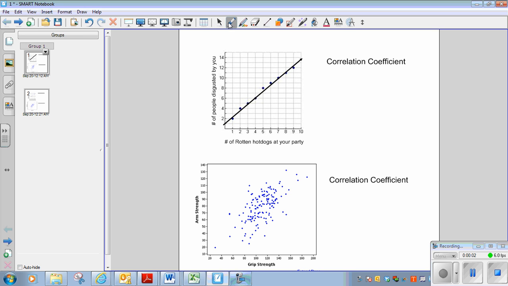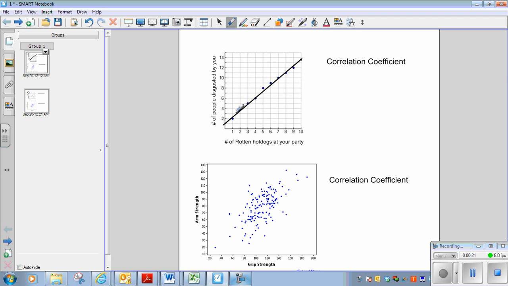Okay, we're talking about correlation coefficient. I wanted to talk you through this with a couple of common examples. First common example, we have the number of rotten hot dogs at your party as compared to the number of people disgusted by you. And I wanted to look at this particular scatter plot.